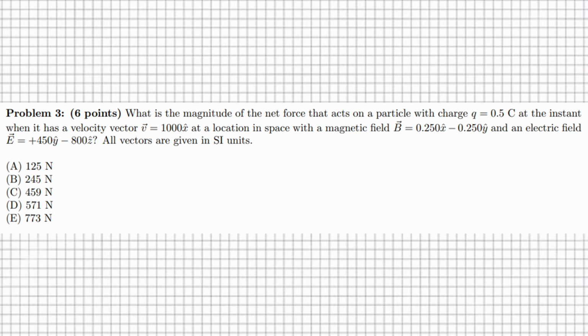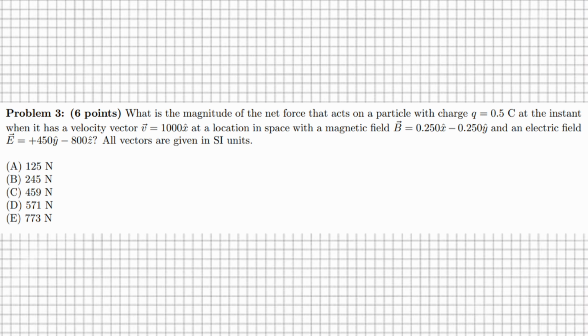For this section, I really like this problem that I found in the past exams. What is the magnitude of the net force that acts on a particle with charge q equals 0.5 coulomb at the instant when it has a velocity vector v equals 1000 x cap at a location in space with a magnetic field B equals 0.25 x cap minus 0.25 y cap and an electric field E equals 450 y cap minus 800 z cap?